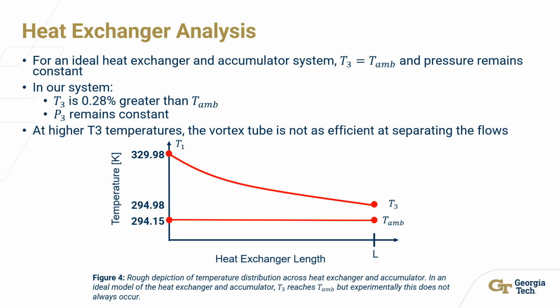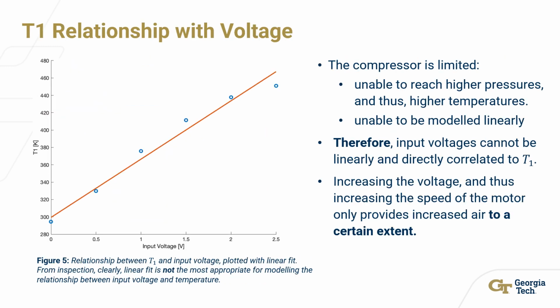At higher input T3 temperatures, it was shown that the vortex tube is less effective at separating the flows into hot and cold. The nonlinear nature of the cold flow temperature versus pressure input illustrates this. At higher pressures, and thus higher T3, the vortex tube cannot produce equivalently colder streams for each increase in pressure as it did at lower pressures. As a result, it is critical for T3 to be made as cold as possible by the heat exchanger before entering the vortex tube for the coldest possible output flows. Ideally, the compressor is able to reach higher temperatures whenever the motor is applied with more voltage.